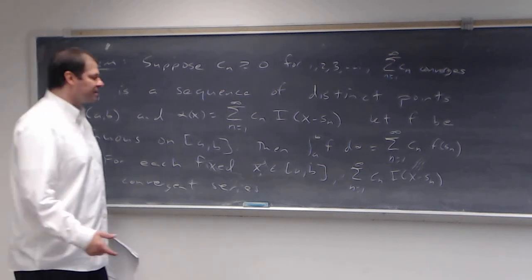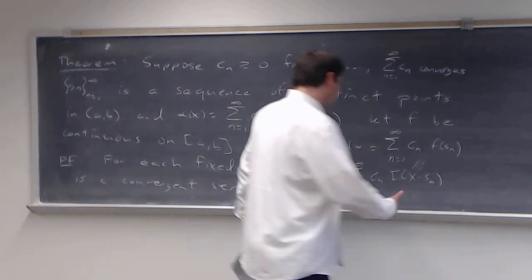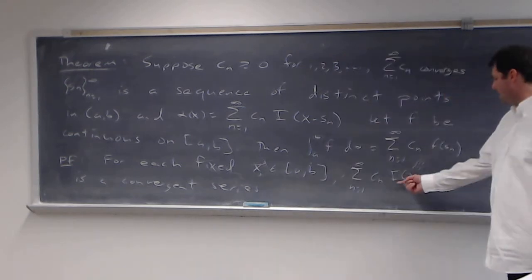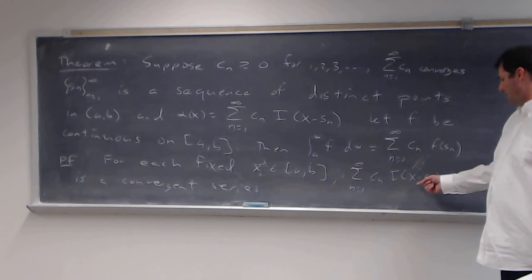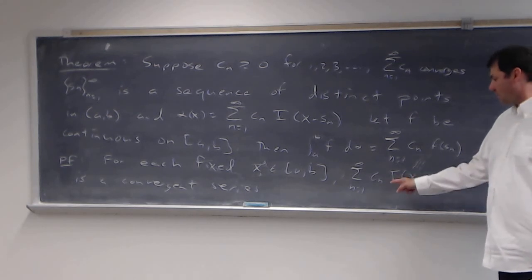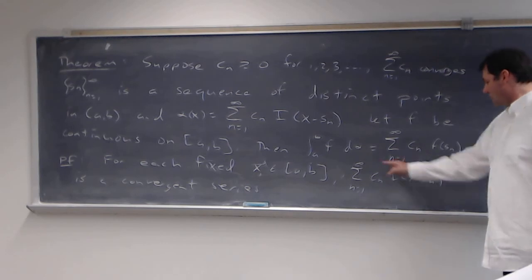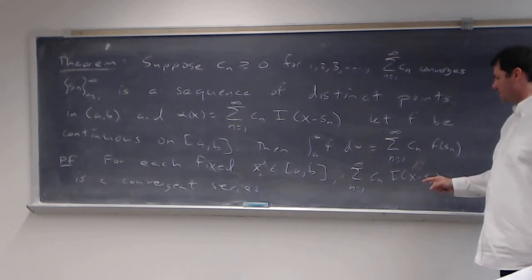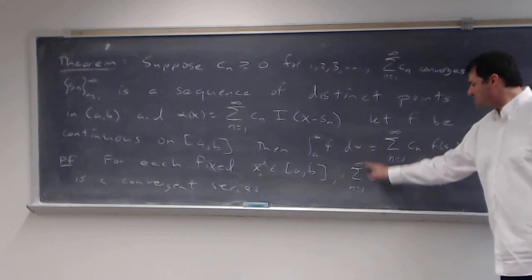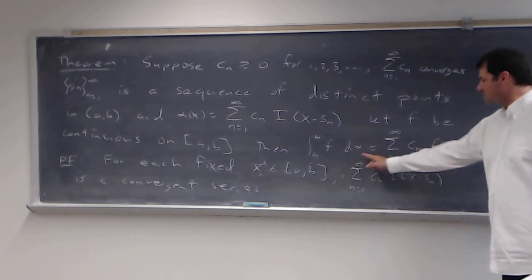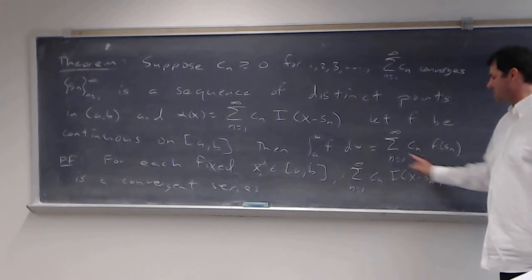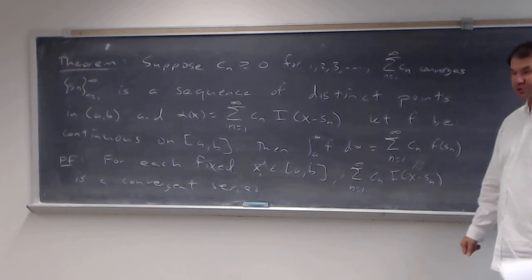Essentially the reason it's a convergent series is that, depending upon what x is here, a lot of these step function parts could be equal to zero. And so this sum for a fixed x is definitely going to be less than or equal to this sum of the C sub n's. And they're all positive, and since this sum of the C sub n's converges, it's going to force this one to converge.